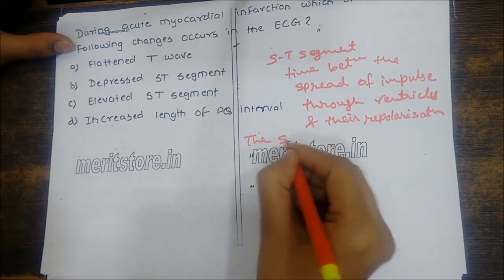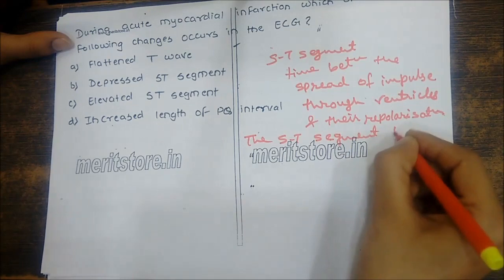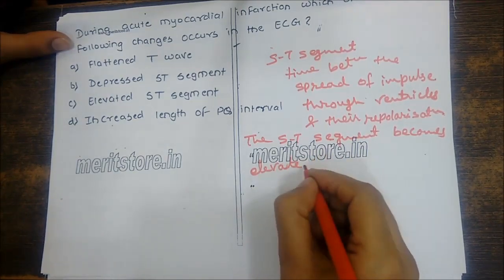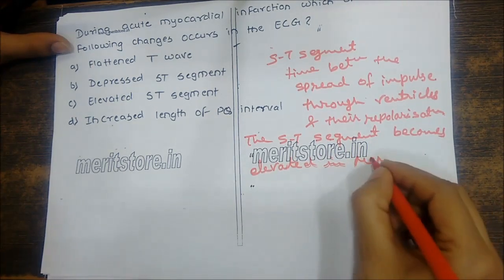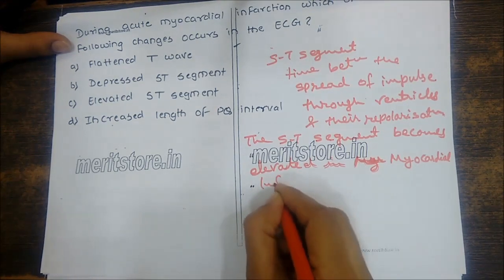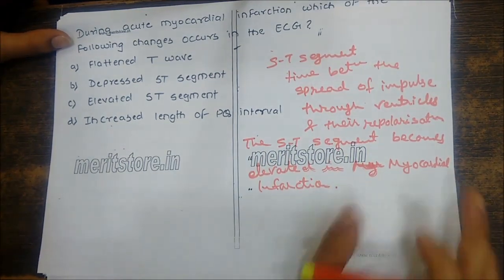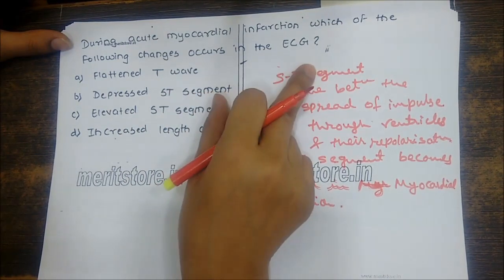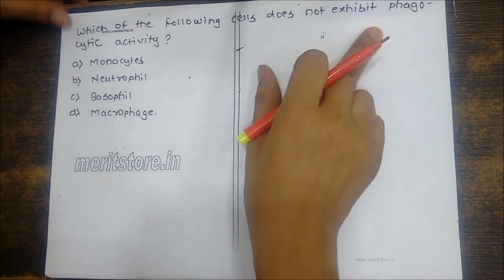So the ST segment becomes elevated in myocardial infarction. In myocardial infarction, the ST segment becomes elevated, meaning it takes much more time. So during acute myocardial infarction, the change that occurs in the ECG is C, elevated ST segment.